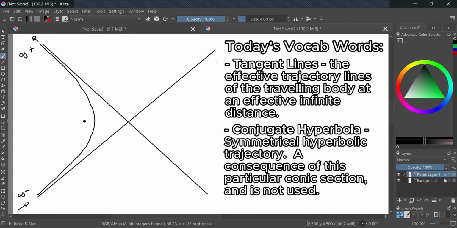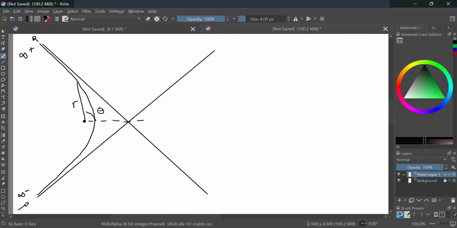We're not going to be dealing with that too much because while it makes sense geometrically, physically, it doesn't make as much sense. So we're just going to focus on the actual trajectory hyperbola. R and theta. And as one might expect, our eccentricity is greater than 1.